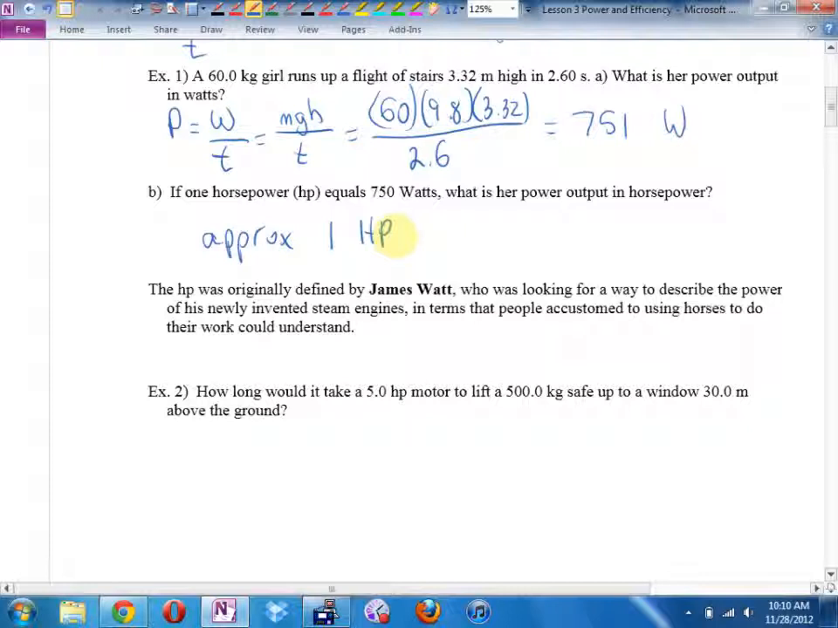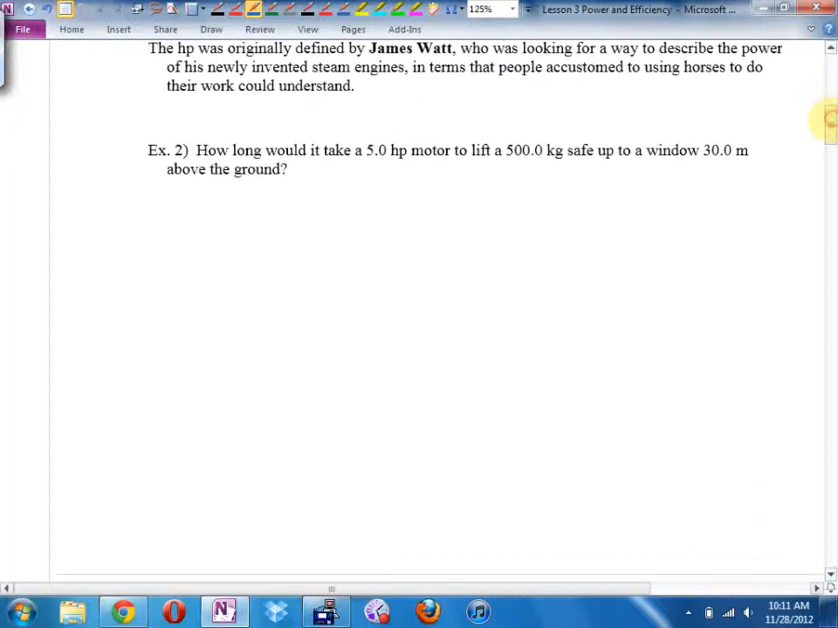Do we have horses in our everyday lives right now? A few of you do, apparently. Most of you don't. But how do we measure engines still? Horsepower. We still use this unit, even though if I said how much work or how much power can 750 horses generate? No idea. But we still talk about a 750 horsepower motor or a 100 horsepower motor. So good advertising.